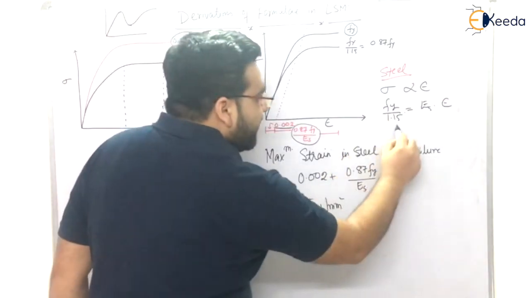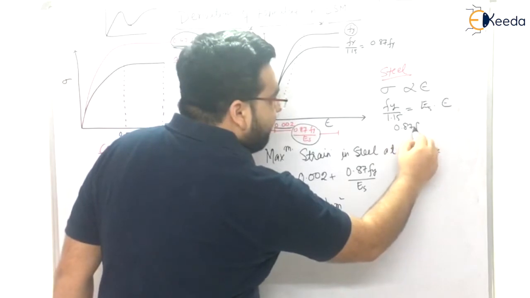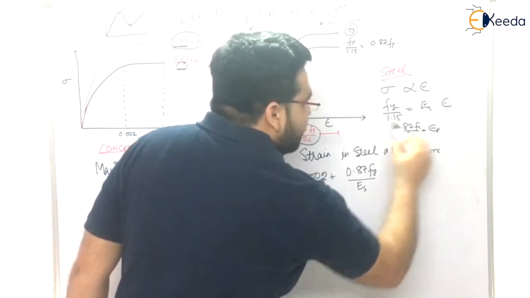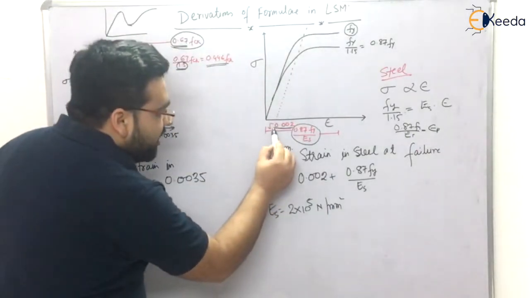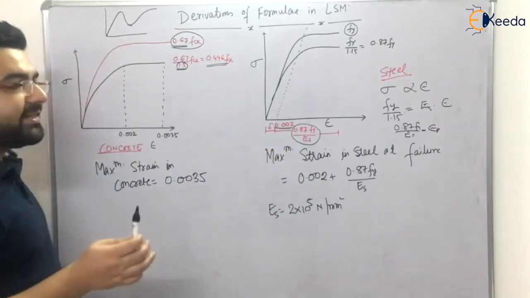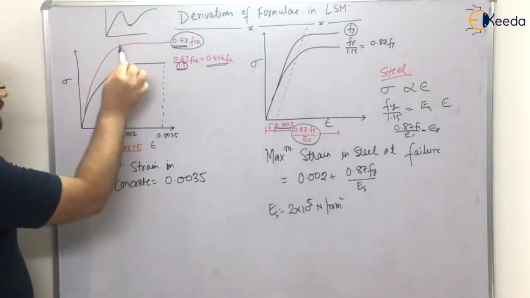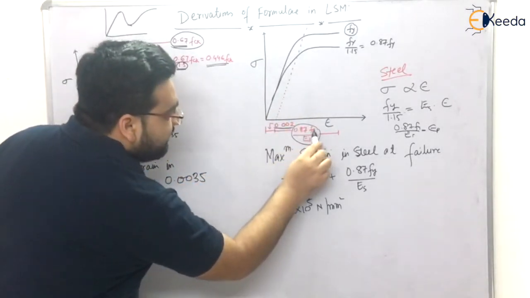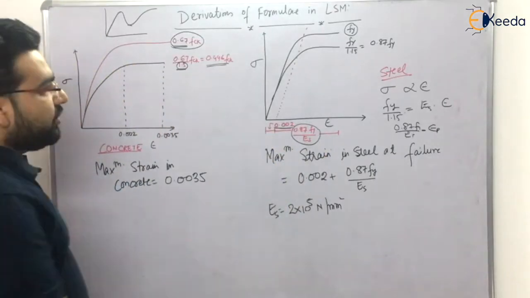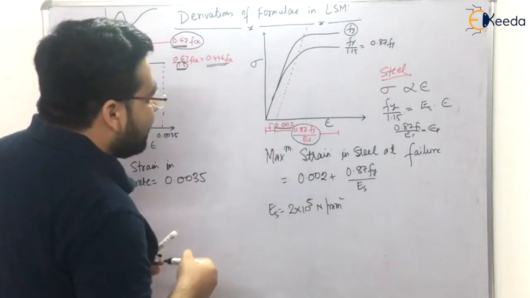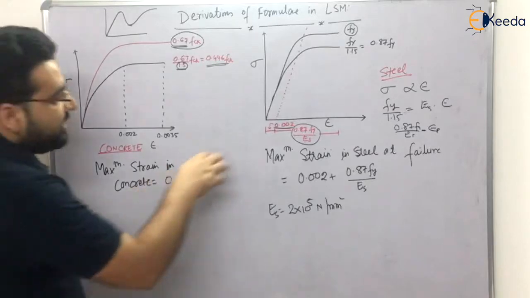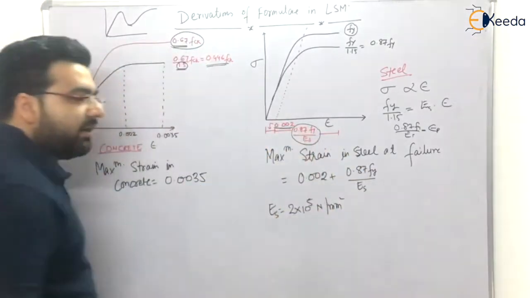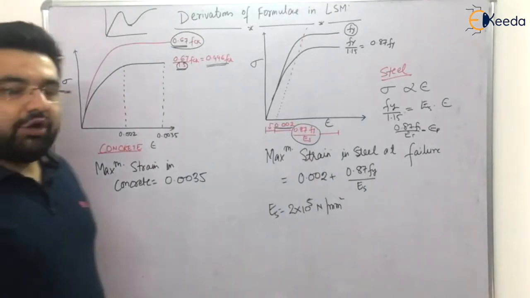If I divide it, you will get 0.87 Fy divided by Es, and you will get the strain, or you can say the plastic strain. So the elastic strain, which is 0.002, corresponding to the elastic strain of concrete, plus this value. How much is this value? That is 0.87 Fy divided by Es, right? So the code also says that the maximum strain in steel at failure is given by 0.002 plus 0.87 Fy divided by Es. And what is the value of Es?